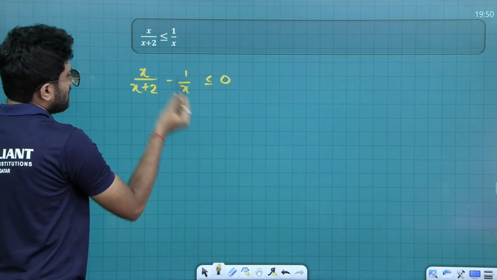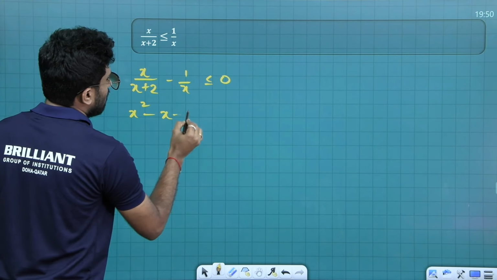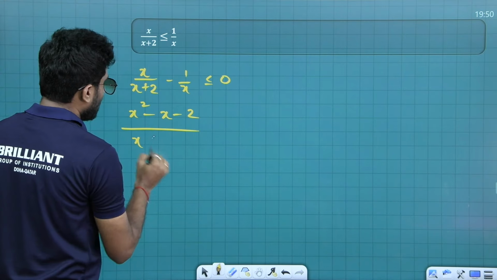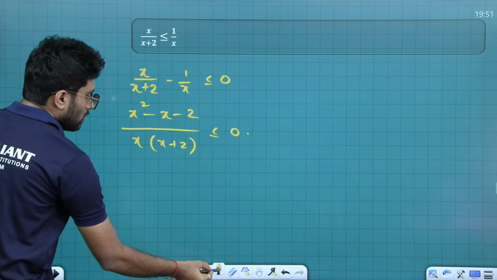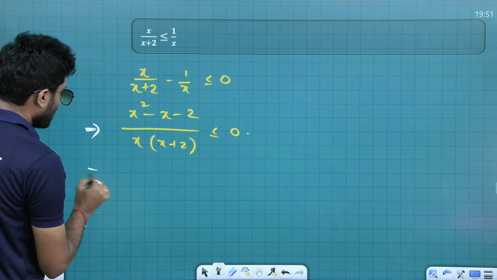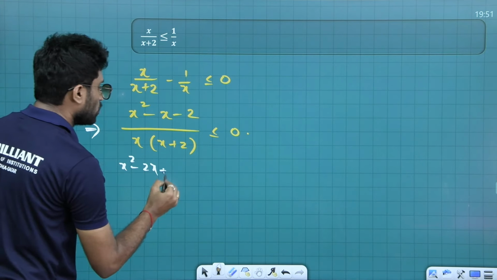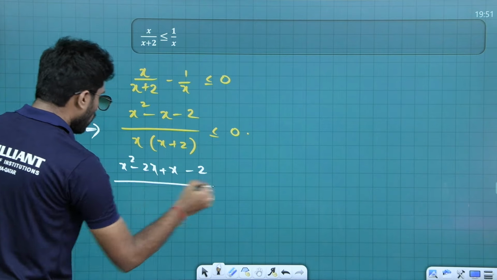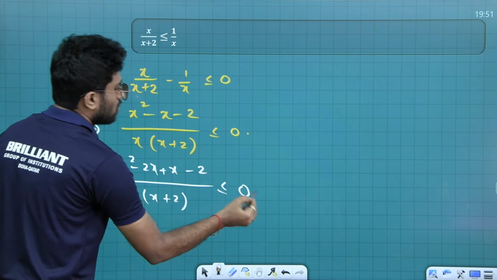Now I can factorize this. I can cross multiply x into x square minus x minus 2 whole divided by x of x plus 2 less than or equals to 0. This particular numerator can be factorized. How it can be factorized? It can be written as x square minus 2x plus x minus 2 whole divided by x of x plus 2 less than or equals to 0.